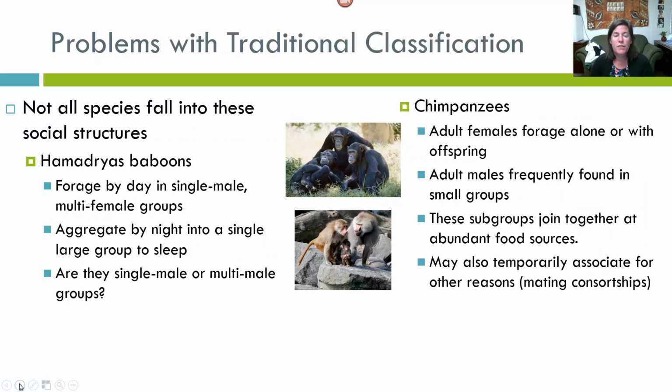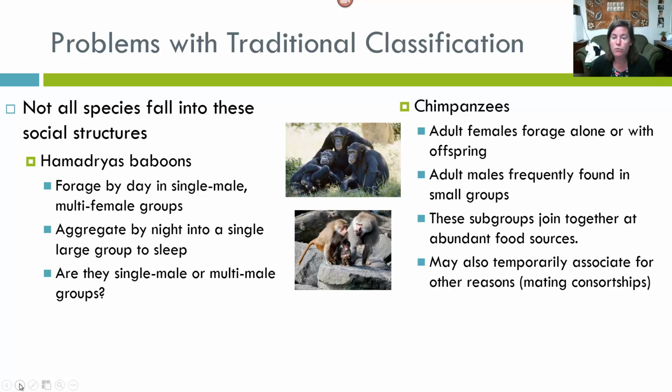Okay, so what are some problems with these traditional classifications, these five different social organizations exhibited by these primates? Most importantly, not all primate species fall into one of these five categories. For example, Hamadryas baboons. Hamadryas baboons forage by day in single-male, multi-female groups, but they aggregate by night into a single large group of hundreds of individuals in order to sleep. So the question you need to ask is, do they constitute a single-male group, because that's what they are during the day, or are they a multi-male, multi-female group, because that's what they do at night? How would you classify them?